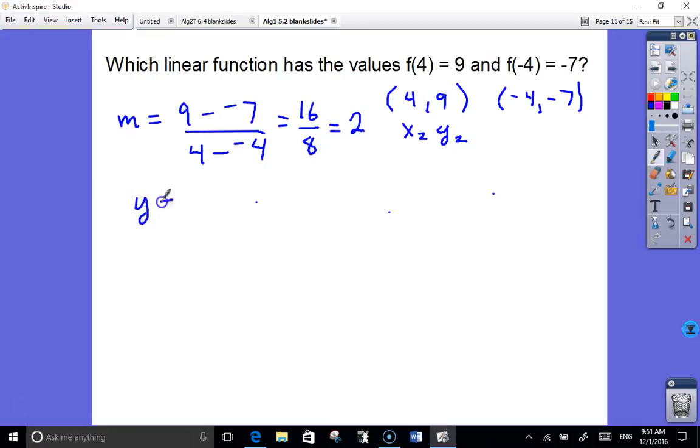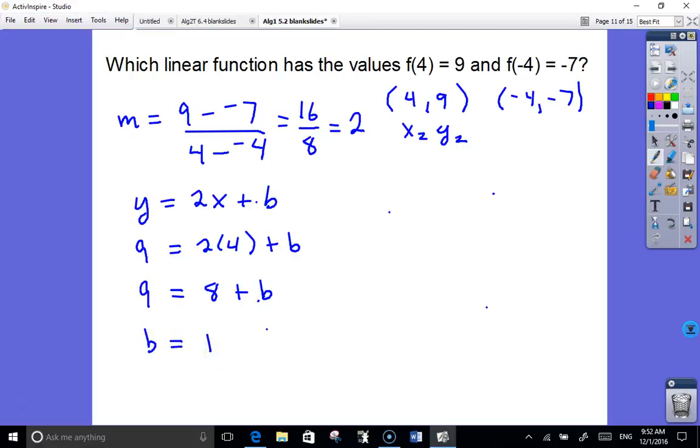Okay, so here's the starting point. We know that our slope is 2. Okay, which point do you want to use to substitute? Yeah, I mean, if it's positive versus negatives, I'm going to pick the positives because there are less issues with positive numbers. So 9 equals 2 times 4 plus b. 9 equals 8 plus b. So what does b equal? 1. So here's our equation. Y equals 2x plus 1.